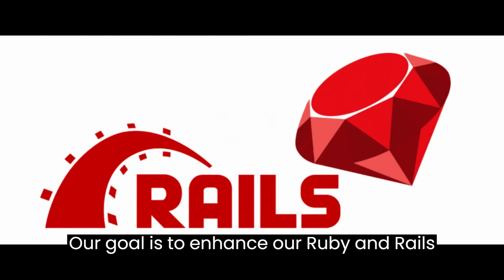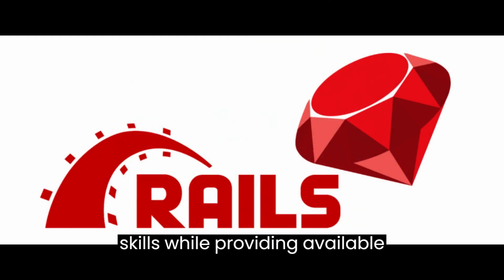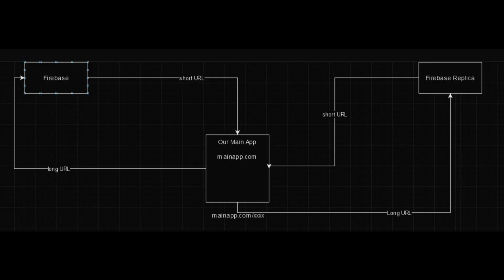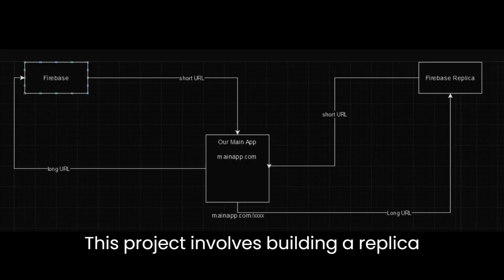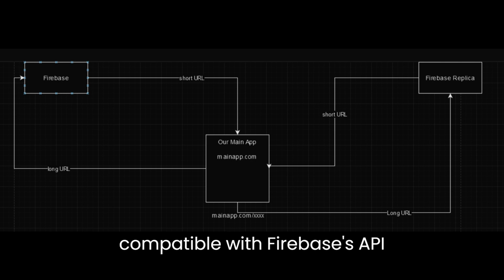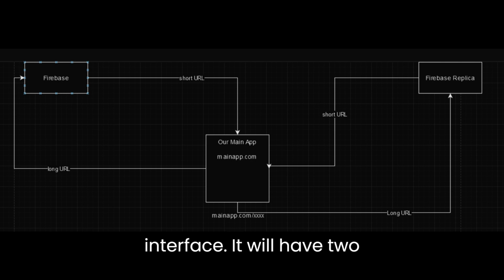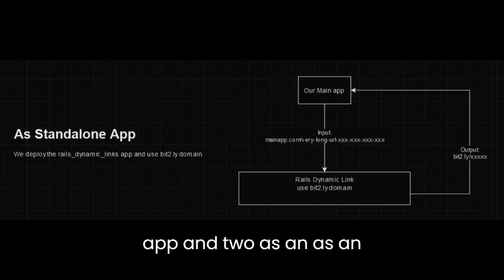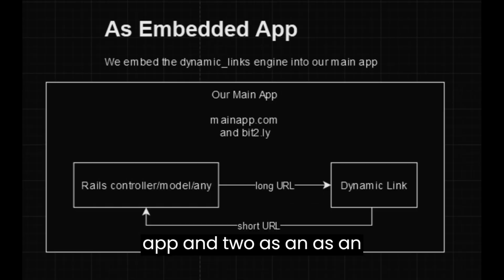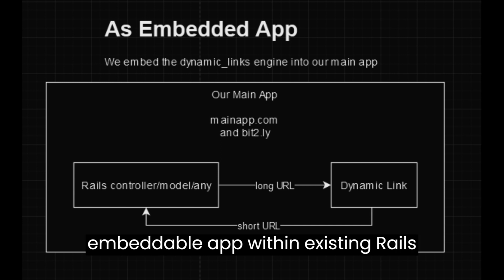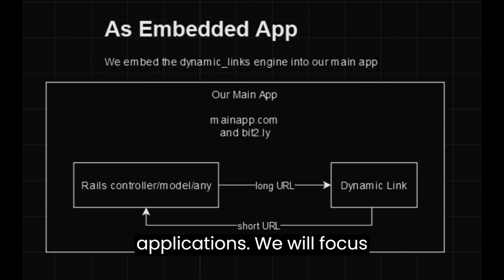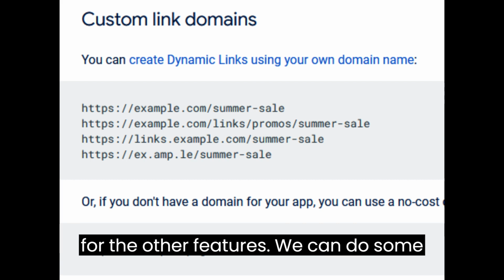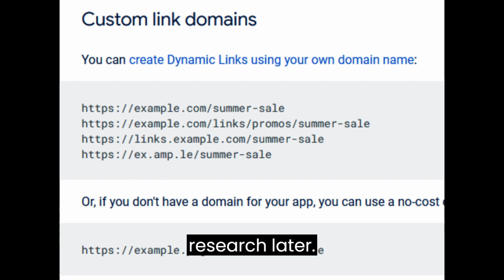Our goal is to enhance our Ruby and Rails skills while providing a valuable tool for the community. This project involves building a replica compatible with Firebase's API interface. It will have two deployment options: one as a standalone app and two as an embeddable app within existing Rails applications. We will focus initially on the URL shortening feature. For the other features, we can do some research later.